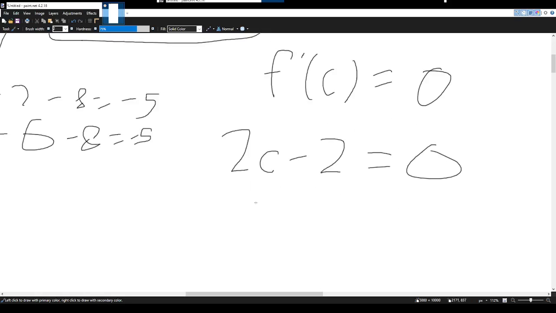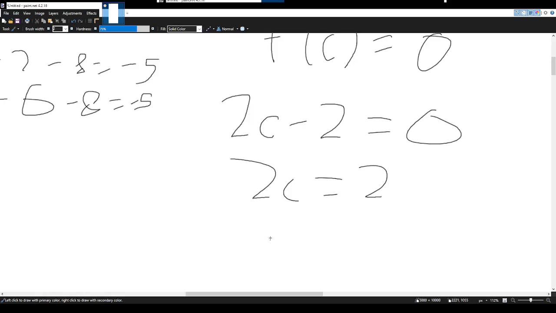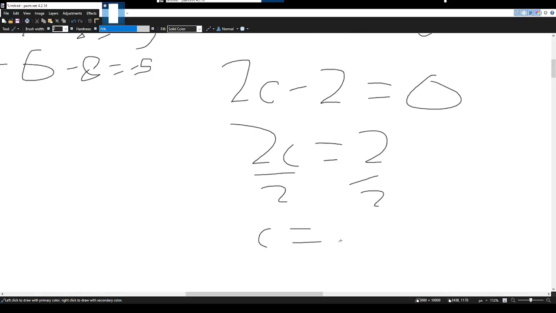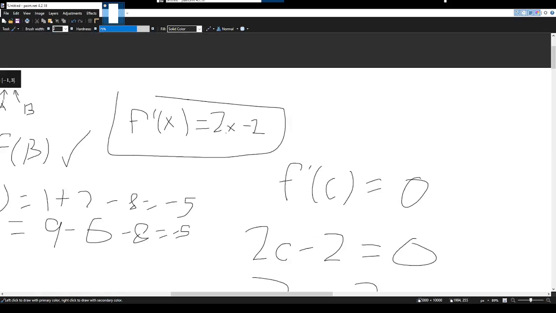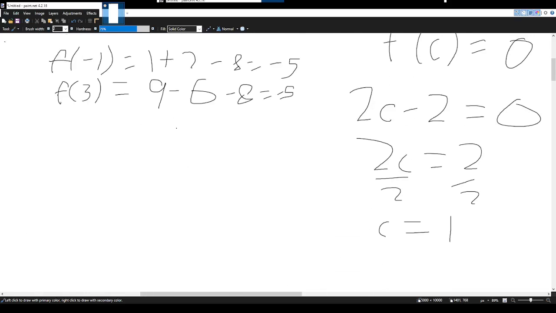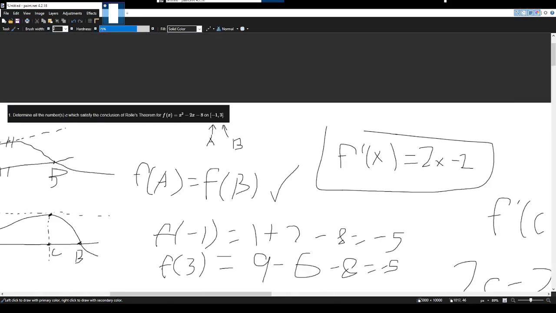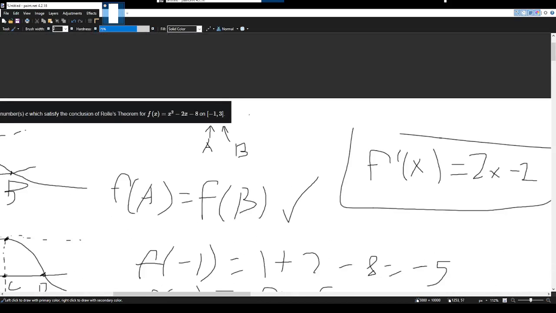So it looks like 2c equals 2, and then that would mean that we divide by 2, right? c equals 1. All right, so let's just make sure that this works. If we plug in 1, 2 times 1 is 2, minus 2. So we're good there. And also let's make sure 1 is in fact in our interval from -1 to 3. So it looks like c equals 1.